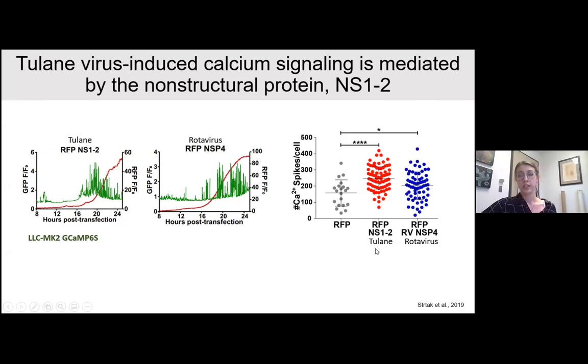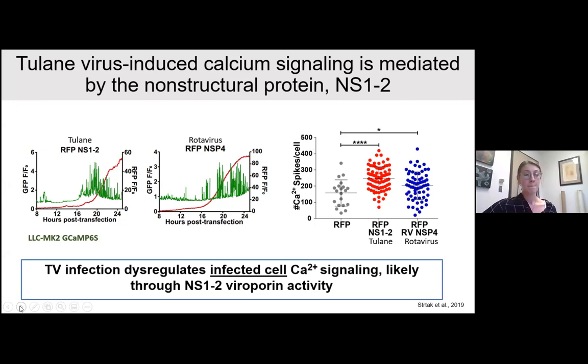Ali also showed that transfection of the non-structural protein NS12 alone was sufficient to mediate the significant increases in the number of calcium spikes that we were seeing, again, consistent with other known calcium conducting viroporins. So this suggested that Tulane virus infection can dysregulate calcium signaling within the infected cell, and this is likely through viroporin activity of the NS12 protein.